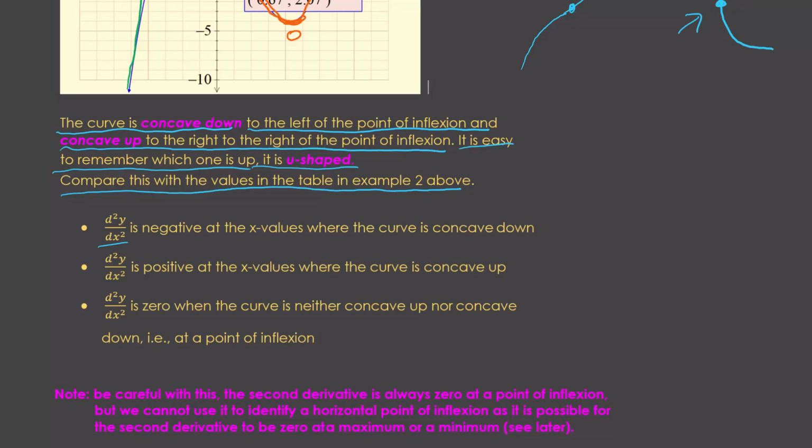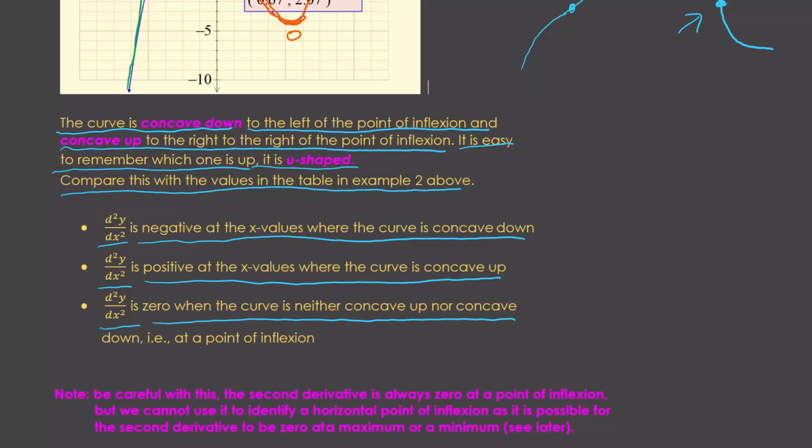d2y dx squared is negative at the x values where the curve is concave down. d2y dx squared is positive at the x values where the curve is concave up. d2y dx squared is 0 when the curve is neither concave up nor concave down, at a point of inflection, although you have to be careful with that. There is a note just here.